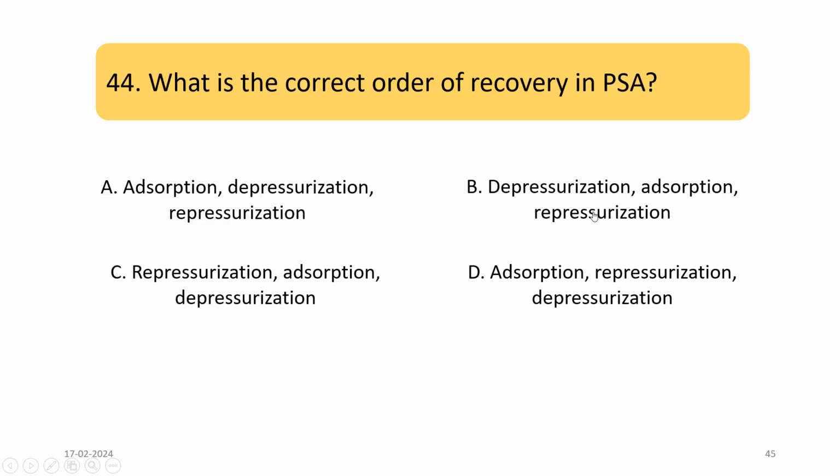Next, what is the correct order of recovery in PSA? It is adsorption, depressurization and repressurization. After adsorption the pressure will be high, that is why depressurization is needed, and again we need to do the repressurization to balance it. So hydrogen recovery through PSA follows this, not adsorption, repressurization, depressurization. Okay, that is wrong.